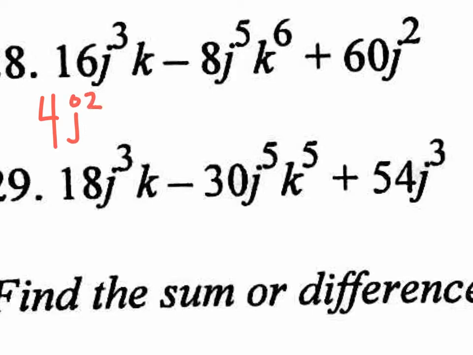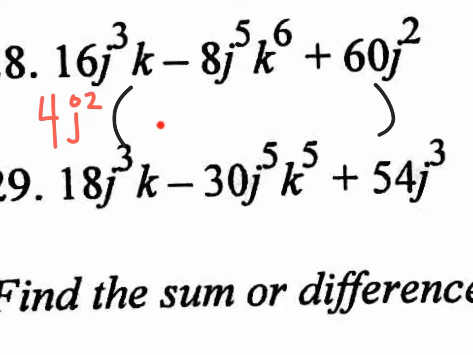4J squared. And how about K's? Is there K's in all terms? No. We don't have a K in the last one, so I can't pull out a K. So the GCF is 4J squared. What's going to be left on the inside if I pull out a 4J squared? Well, let's think about this.